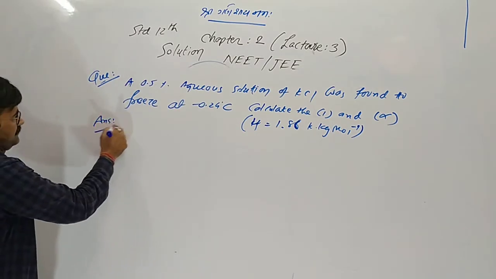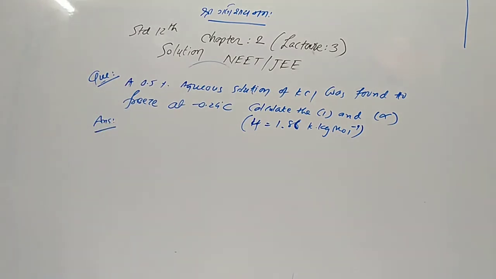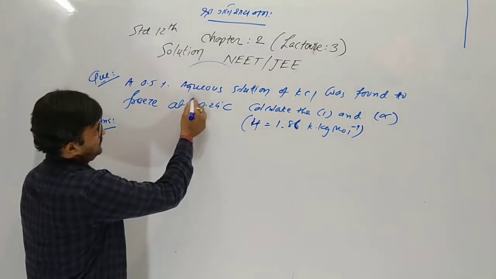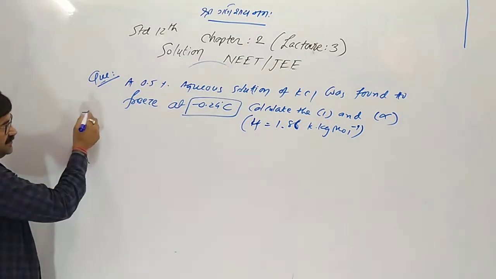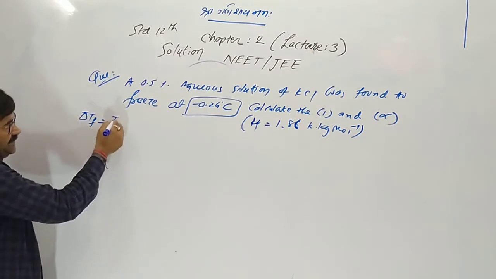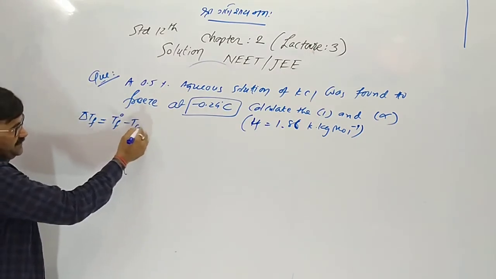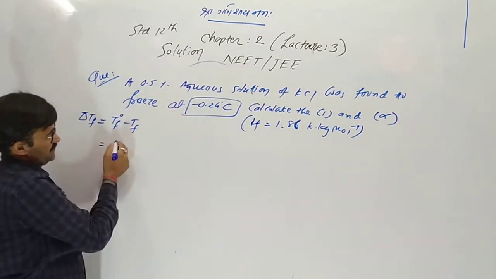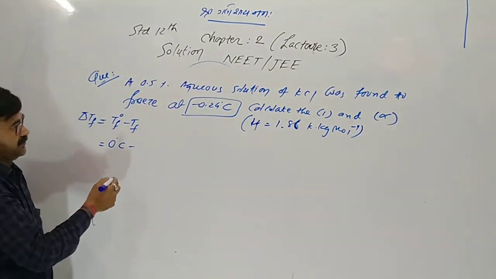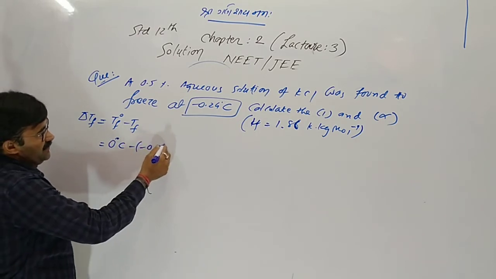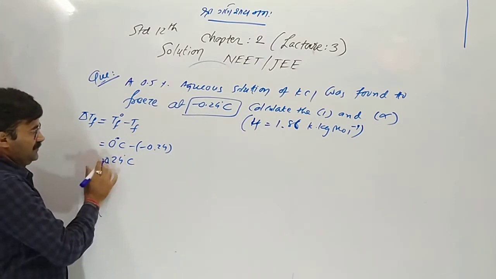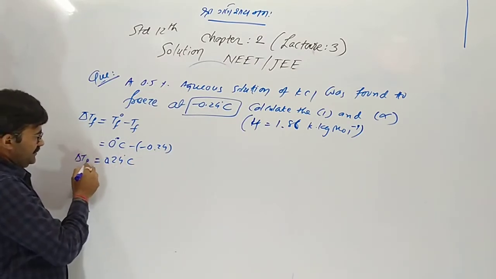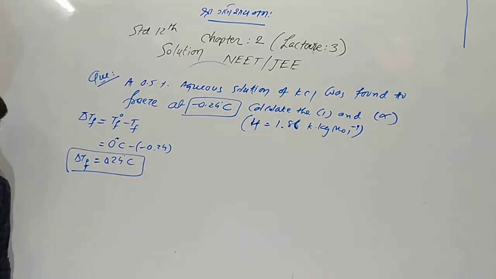Here, 0.5% KCl means, first of all, this is the freezing point of the solution. The freezing point of pure water is 0. For getting delta Tf, we have to use T degree f minus Tf. This is in Celsius, so pure water freezing point 0 minus minus 0.24 gives plus 0.24. This is the depression in freezing point.